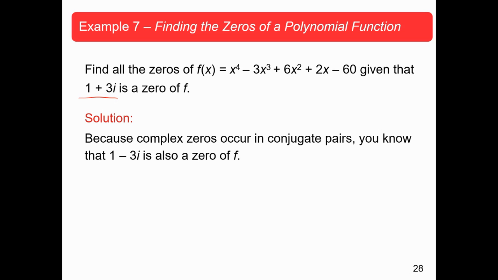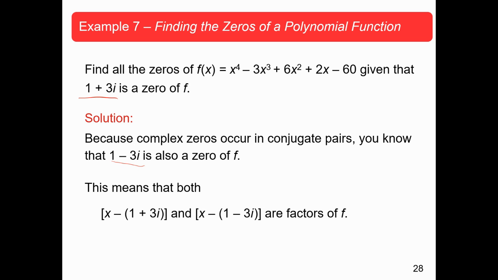We know that 1 minus 3i will also be a 0 because of conjugate pairs, which we had just talked about. So if I were to write this out in linear factors, it would be written this way: x minus, and then inside of here is our factor of 1 plus 3i, and then x minus the conjugate of that, which is 1 minus 3i. We know that those are factors of f.